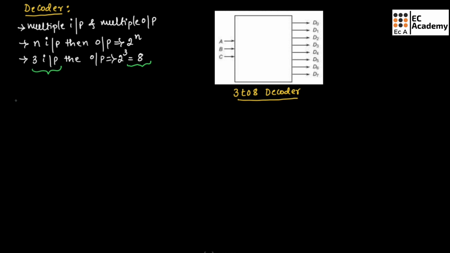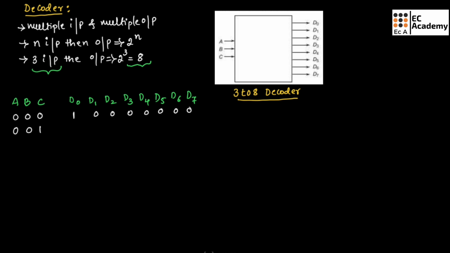Now since there are 3 inputs A, B, C, we can control 8 outputs, which is D0, D1, D2, D3, D4, D5, D6 and D7. When the input is 0, 0, 0, which means A is 0, B is 0 and C is 0, the output D0 will be 1, the remaining output will be 0. When input is 0, 0, 1, output D1 will be 1, the remaining output will be 0.